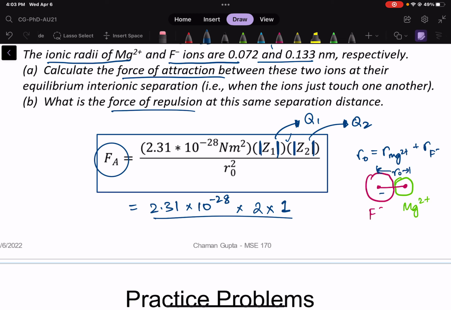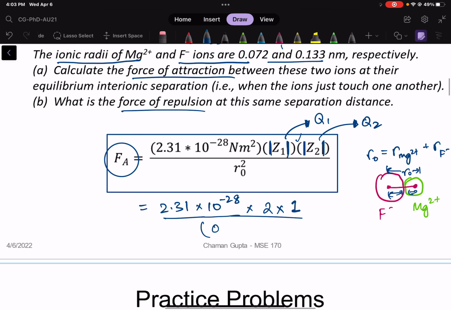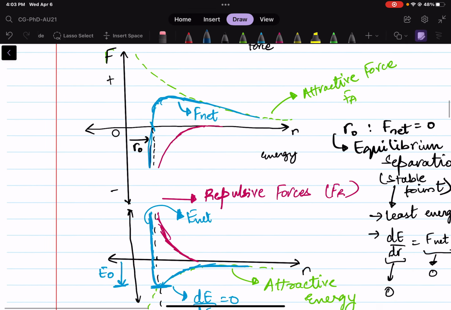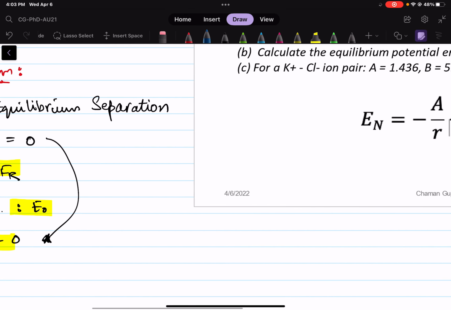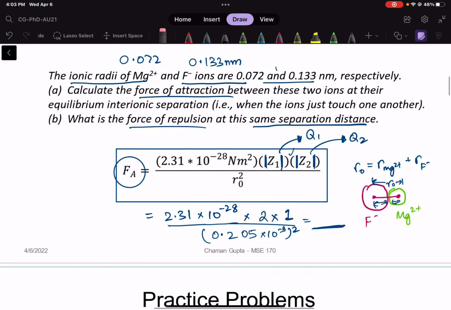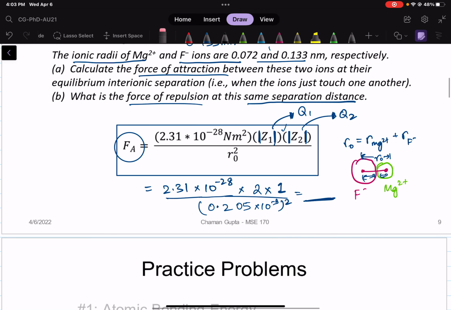So it is basically the sum of this radius plus the sum of other radius, and then you can write that over here. If you write it in the numerical form, that will just come down to 0.205 into 10 to the power minus 9 whole square, and then you can solve this to get a numeric value. And for the force of repulsion, if you again remember what we studied just now, at equilibrium Fa equals to minus Fr. So you can take that system and just write it out.